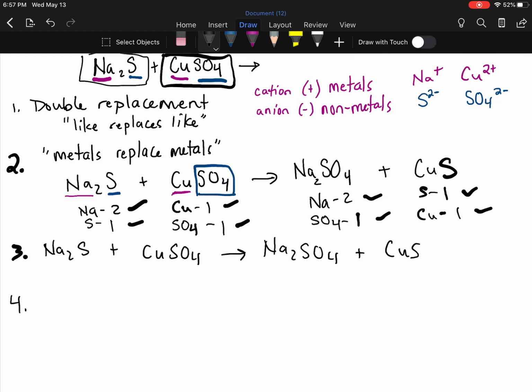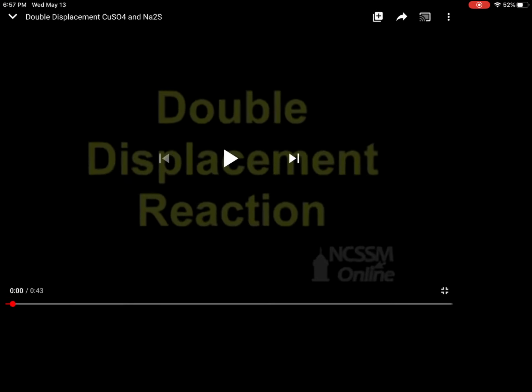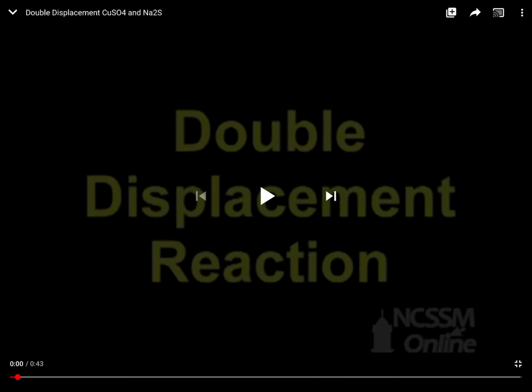And then number 4 for each of these problems is you're going to watch the actual reaction take place. So you're going to go to YouTube and I'm going to try, I don't know if you'll be able to hear the sound, but I'll play it for you. Right, so this is the sodium sulfide with copper sulfate.